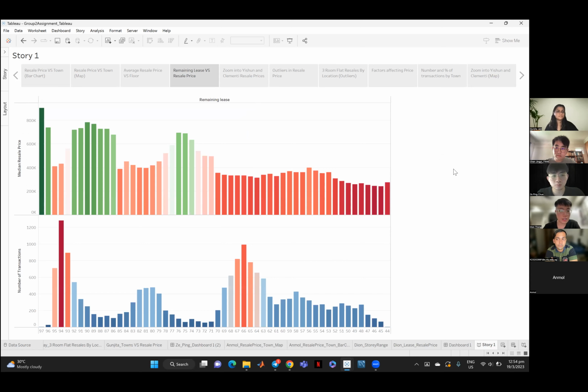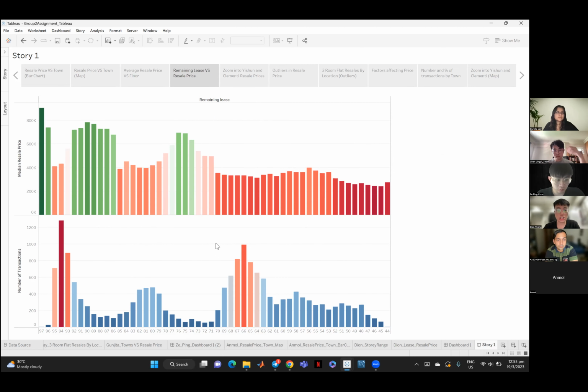So this is comparing median resale price against the remaining lease. This visualization shows how the median average resale prices are negatively affected by the remaining lease of the property. This data corresponds with the Bala's curve, that the value of a leasehold property depreciates non-linearly with time.